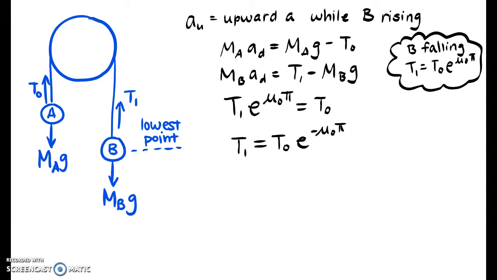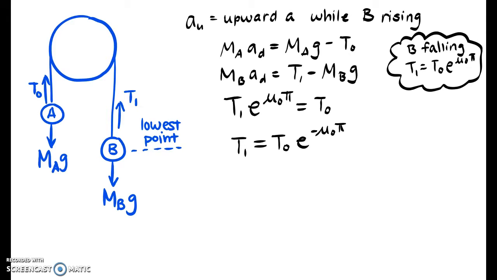And the reason why the tensions have changed is that now friction, since the whole system is now moving counterclockwise, namely B's motion is moving upward, A's motion is moving downward, what we find is friction helps to work against the downward motion of A to help try and get B to start moving downwards again. So that's how friction is working. So as a result, we have T1 is equal to T0 times e to the negative mu 0 pi.